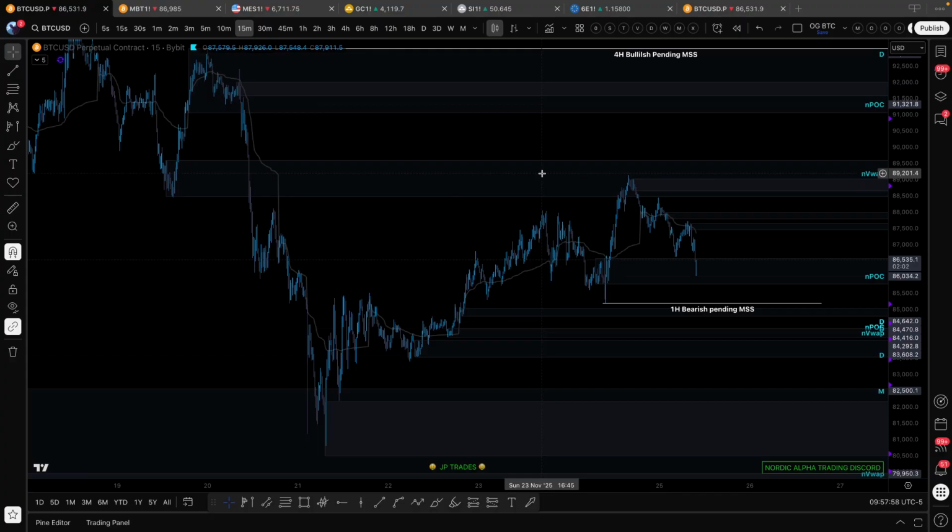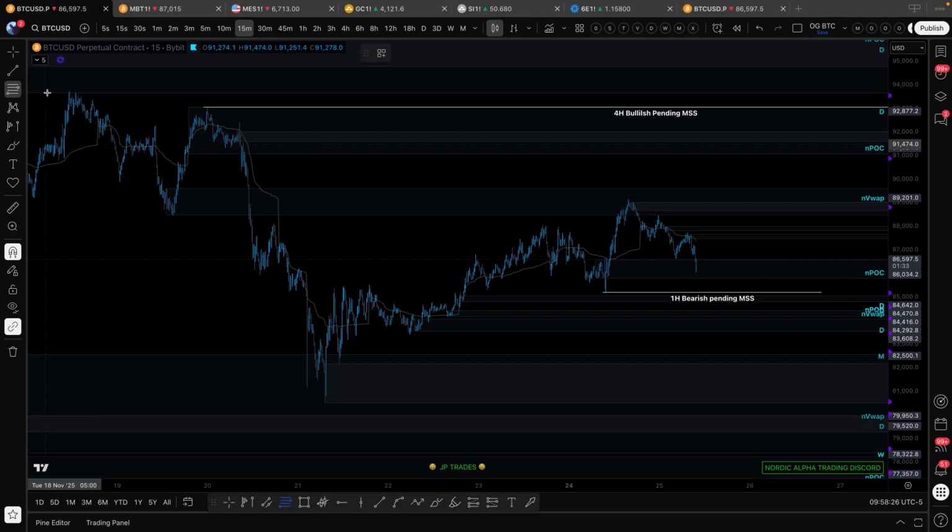However, I do have one solid breaker block. I use only one solid breaker block, and it's very rare that I use it because they actually don't come around very often. However, this is one of those scenarios where it did happen to come around and it worked very nicely. So we did reject from this order block and that could VWAP yesterday.